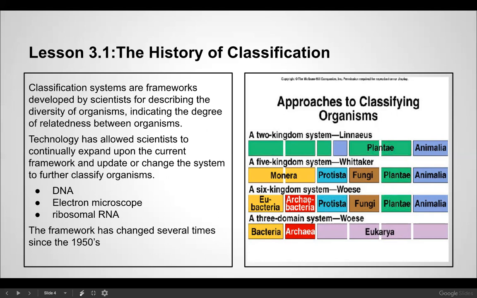When I was a student back in the day, we only had the two kingdom system, and then they changed that to a 5 kingdom system where we included single cell creatures, fungi like mushrooms, plants and animals, and bacteria was the monerans. They changed the monerans into a couple different groups: the true bacteria and the old bacteria, the archaeobacteria, and then the protists, fungi, plantae, and animalia. And then there's a 3-domain system: the bacteria, the archaea, which is your ancient bacteria, and then the true cells, the eukarya.